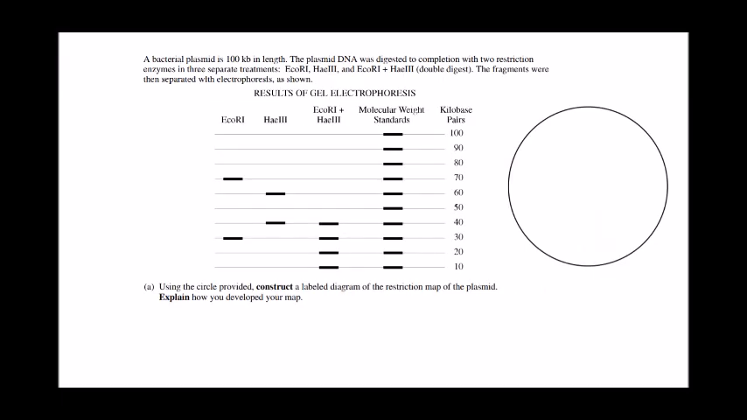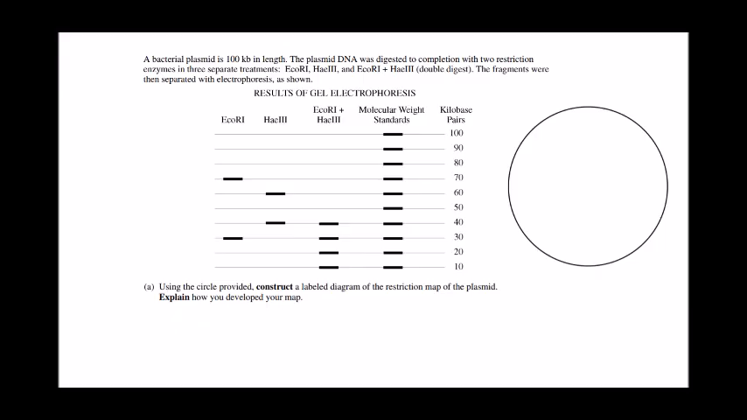Here's another example. This time we have a bacterial plasmid. It's 100 kilobase pairs in length. The plasmid was digested with 2 restriction enzymes, EcoR1 and HIND3. And then it was also double digested with both of those enzymes at the same time. We've separated the fragments using gel electrophoresis, and we got the gel pattern that we see below.